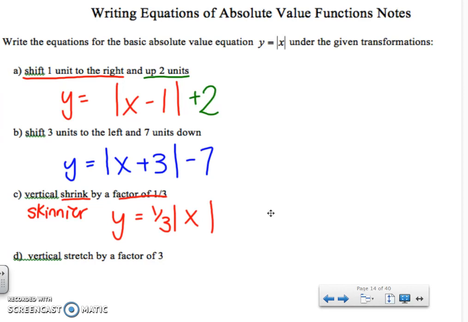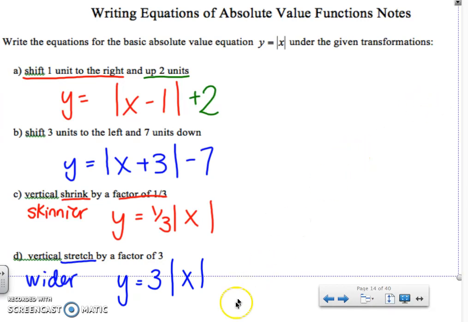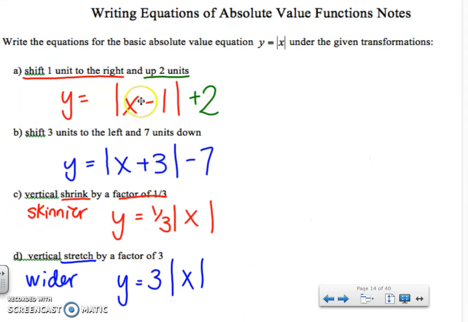In part D, if it says vertical stretch, that is meaning it's going to get wider. So again, that number is going to go on the outside of your equation. So you would have 3, and then you would have absolute value of x. Okay, so if it changes the way it opens or the slope, you're going to put a number on the outside. And if it's changing left or right, it goes on the inside, and up or down goes on the outside. And that's how you write an equation from words.